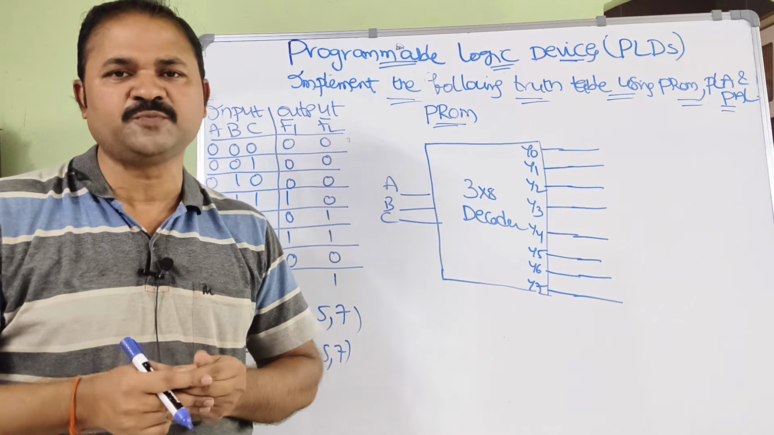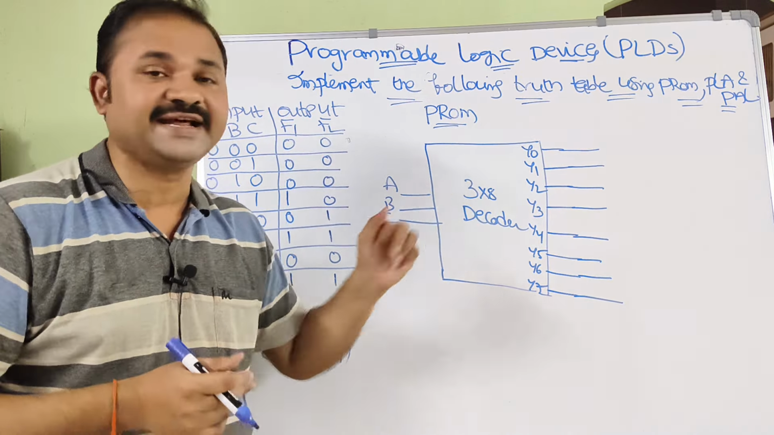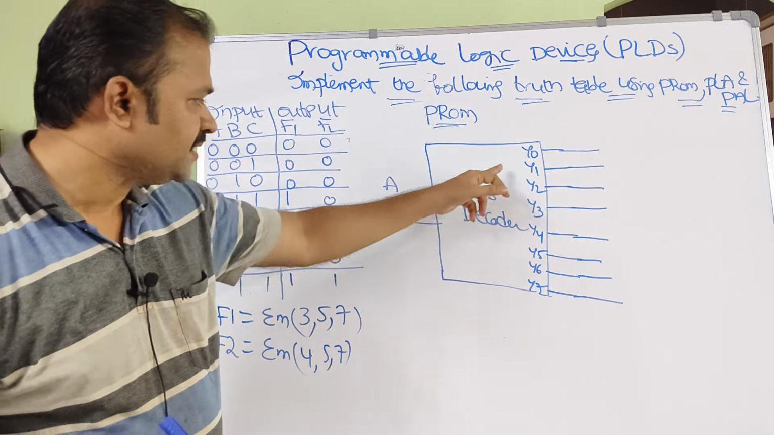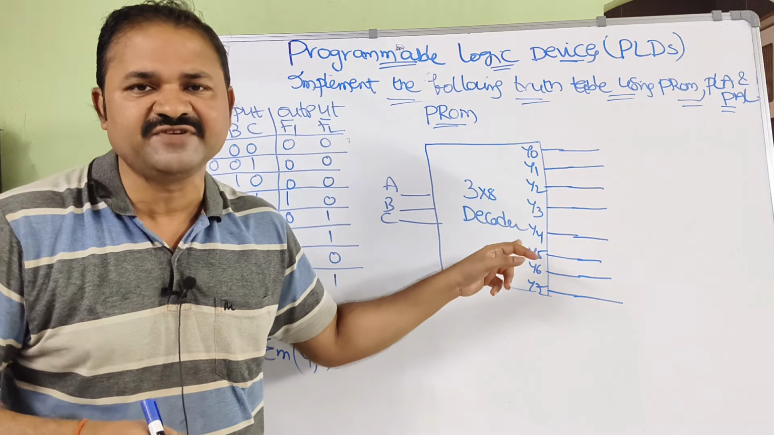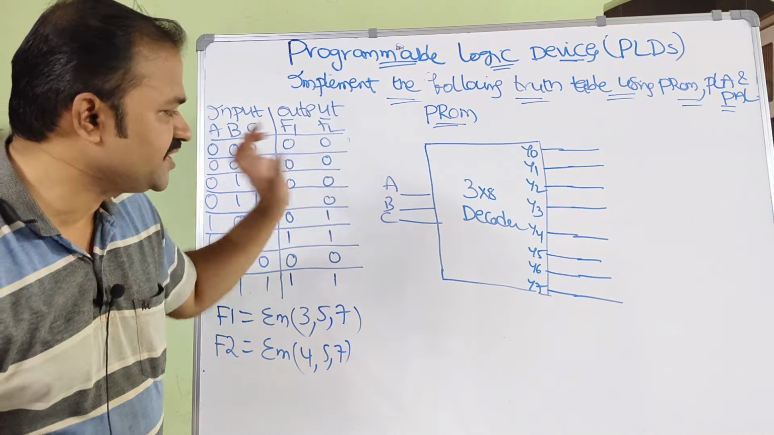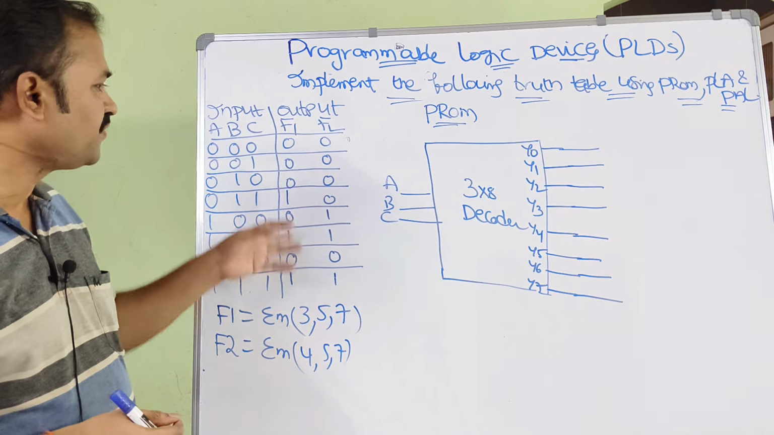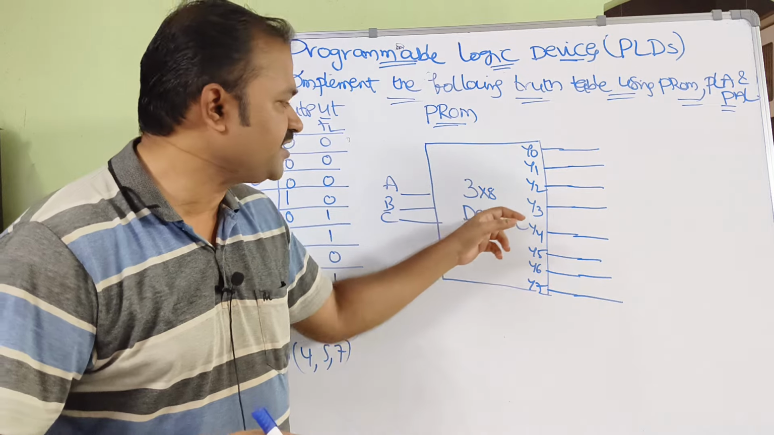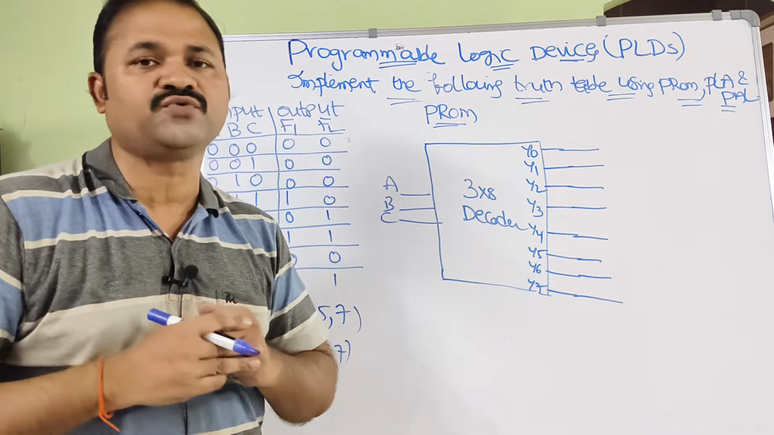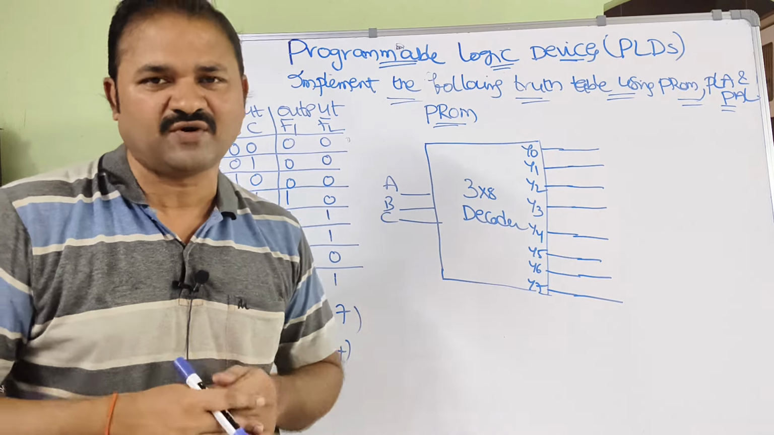We know what is PROM. PROM means we have a fixed AND gate array followed by a programmable OR gate array. Here the fixed AND gate array is implemented with the help of the decoder. How many inputs do we have here? 3 inputs, ABC. And how many outputs? 1, 2, 3, 4, 5, 6, 7, 8 outputs. That's why we are using a 3x8 decoder. Inputs are ABC, outputs are Y0 to Y7.